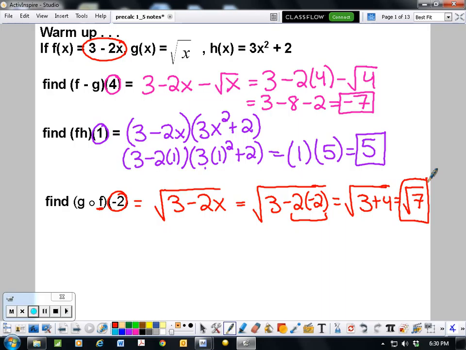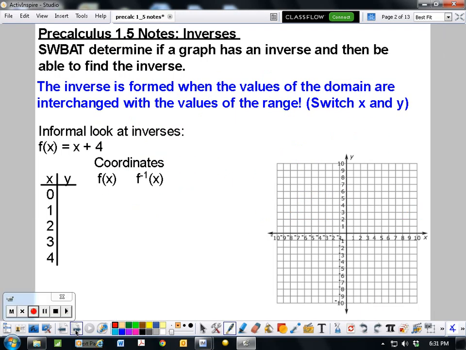Okay, so that's a review of some of our function operations. And now we're going to talk about the very last section in Chapter 1, and that's the inverse of functions. So students will be able to determine if a graph has its inverse, and then also be able to find the inverse. Now an inverse is formed when the values of the domain are interchanged with the values of the range. That means we're switching our x and y's around.